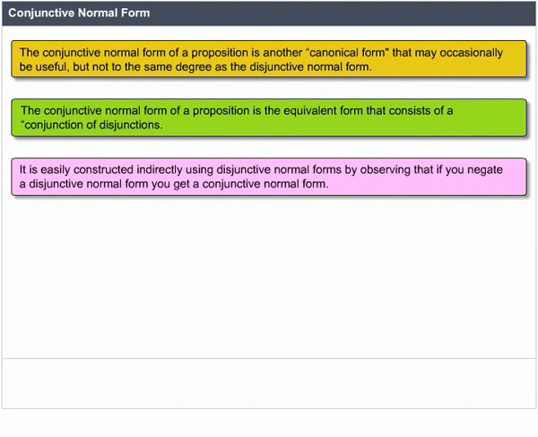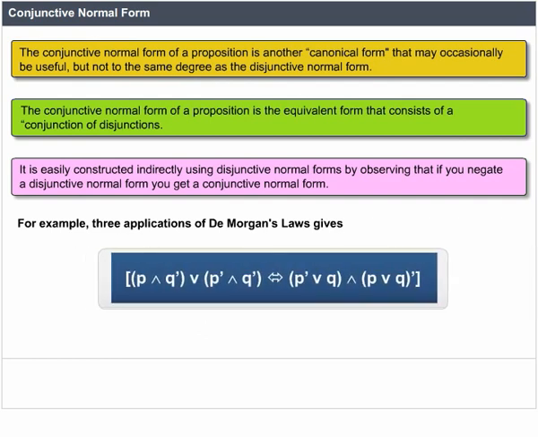For example, three applications of De Morgan's laws gives P and Q dash or P dash and Q dash if and only if P dash or Q and P or Q whole dash.